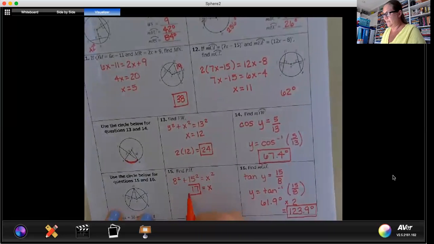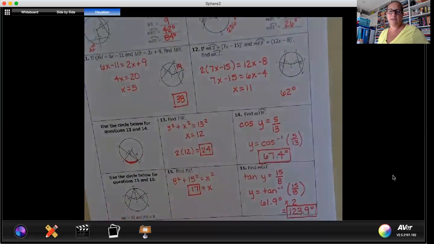This concludes our section, and it does require you to use some prior knowledge of that right triangle trig that we went over not that long ago.